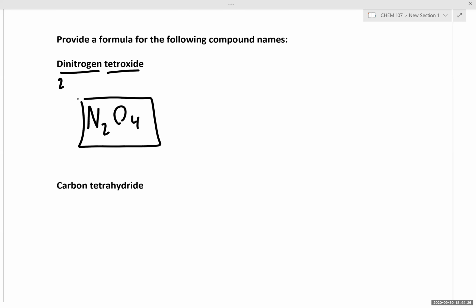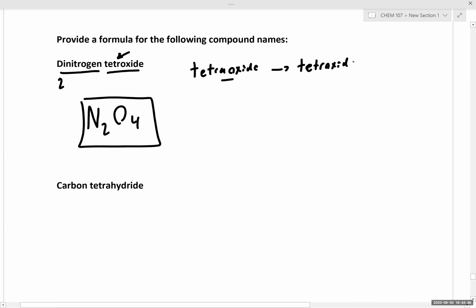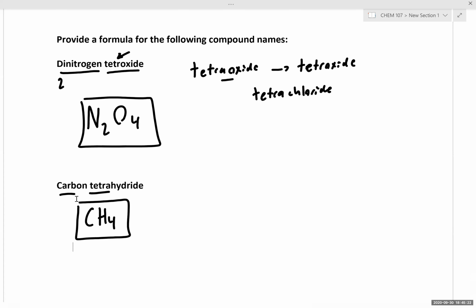Is the a in tetra left out there? That's correct, because for oxides, rather than saying tetraoxide, it's common convention to replace these repeat vowels with just a single vowel. Okay, got it. But for everything else, you write out the full tetra. So tetrachloride is pretty common. And that's a great lead into this next example, carbon tetrahydride. We have 4 hydrogens and 1 carbon. So we write this as CH4. Does that make sense? It's just a small naming quirk specific to oxygen. Do these examples make sense to everyone so far?